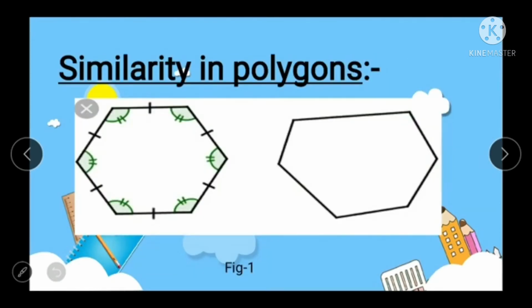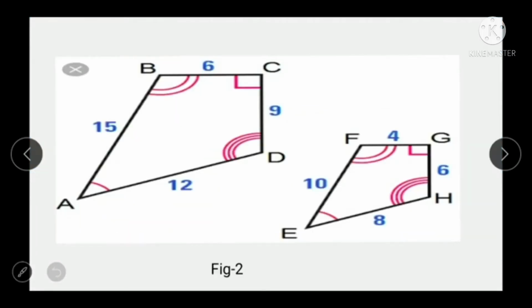In this picture, I have two polygons with 6 sides. One is a regular hexagon and the other one is not regular. Because the shape is not the same, they are not similar. Come to the next figure.